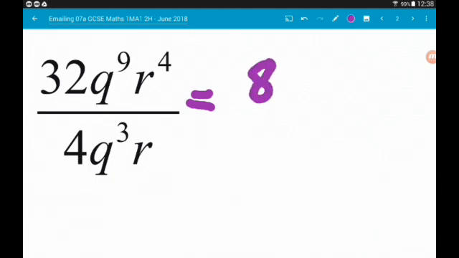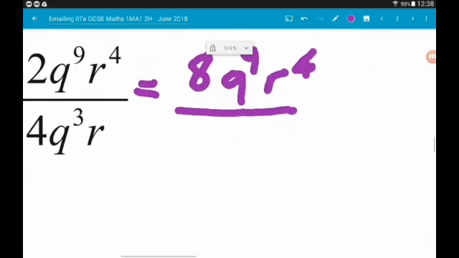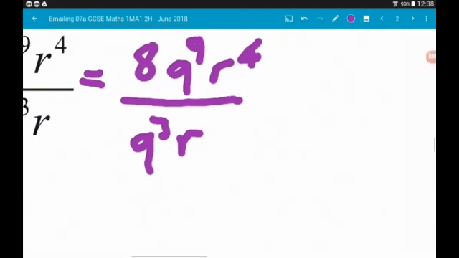Now on the bottom the 4 has been divided away, so we've now got q cubed times r. So that's the numbers sorted out.